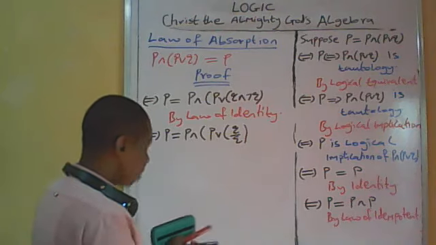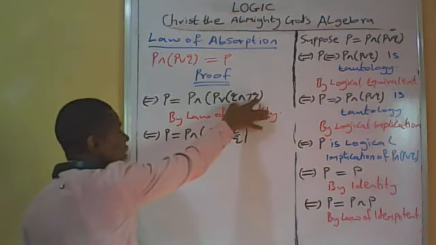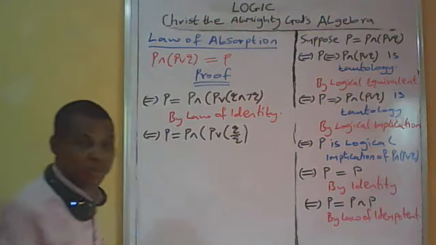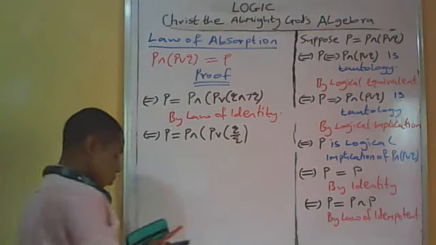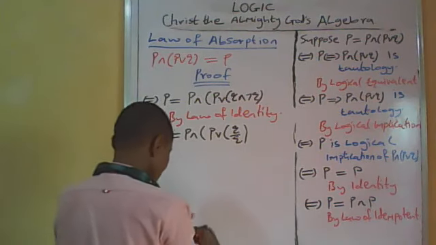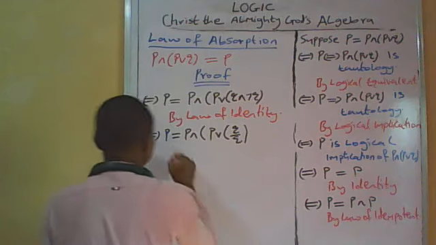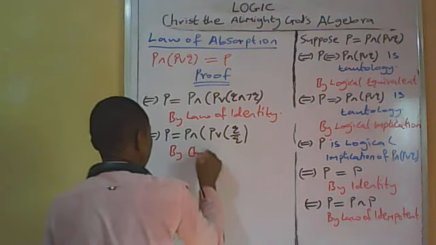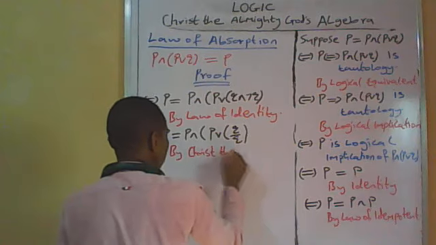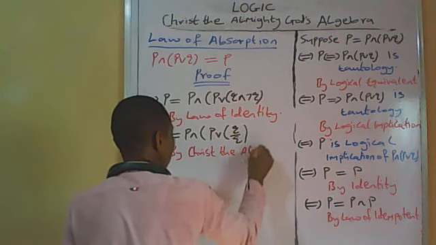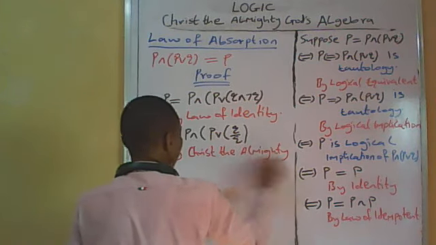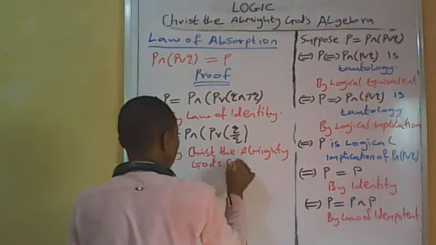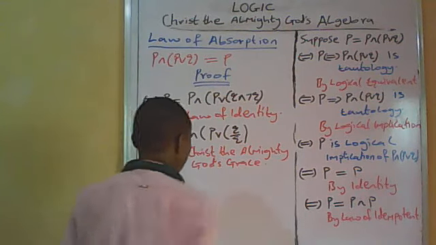So being justified, it is through Christ Almighty God's grace that we transform this Q and not Q to a conditional statement. Being justified by Christ the Almighty God's grace.